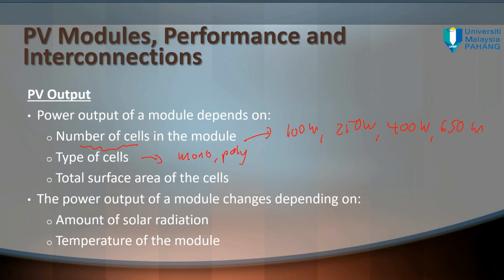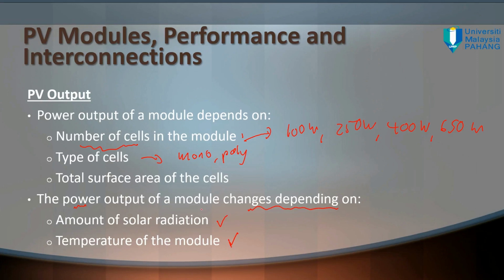So, okay, this is the factor. The power output of a module changes depending on two factors. One is the amount of solar radiation. The second one is the temperature of the module. Okay, I repeat. The amount of solar radiation is the most commonly, what we call, commonly, apa nama tu?